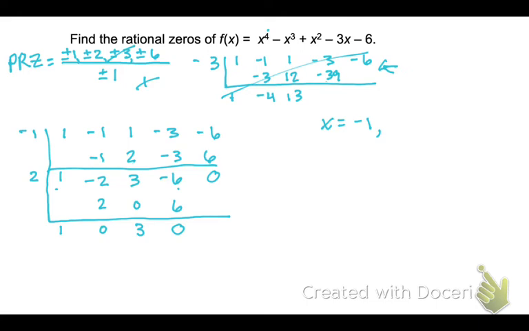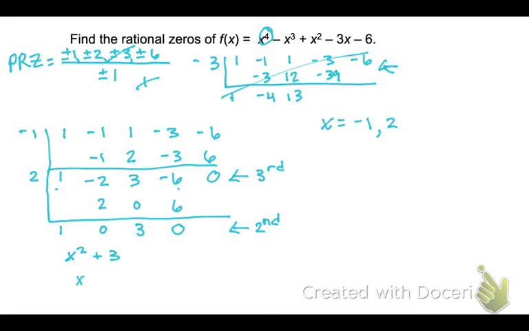Okay. So I know negative 1 and 2, yes? So I started off at 4th degree, then I was at 3rd degree, and now I'm at 2nd. Do I have to keep going when I have a quadratic? No. I can factor or use the quadratic formula, yes? So I have x squared plus 3. Is that going to be a real solution? No.